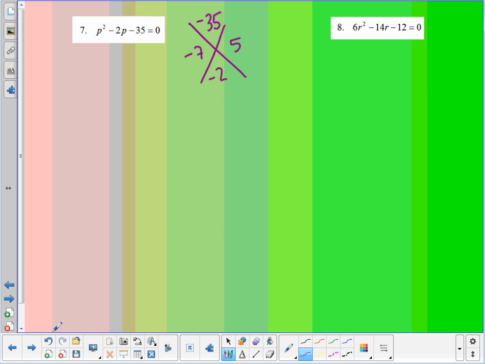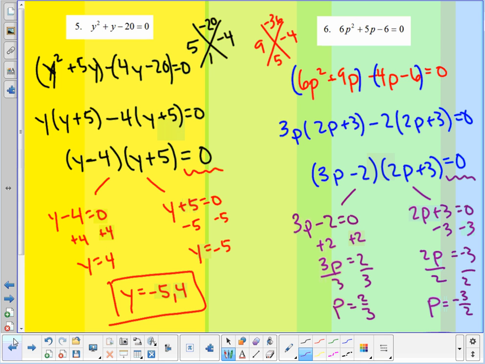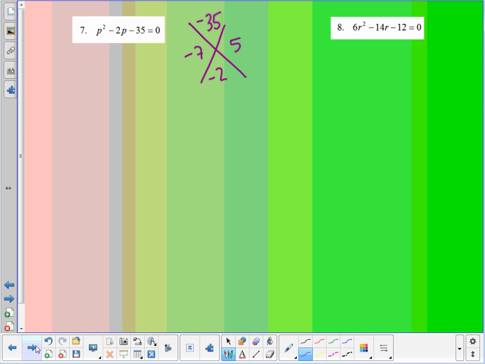So some of you may start to recognize that when you are looking at things that have a 1 in front, like we did in number 5, your factored form ends up being the 5 and the negative 4. P minus 4, p plus 5. That's the same as the 5 and the negative 4. Now, that is only true when you have a 1 in front. But because I have a 1 in front here, I'm just going to go straight to that factored form of p minus 7 and p plus 5 equaling 0. But again, remember that that's only true when there's a 1 in front.